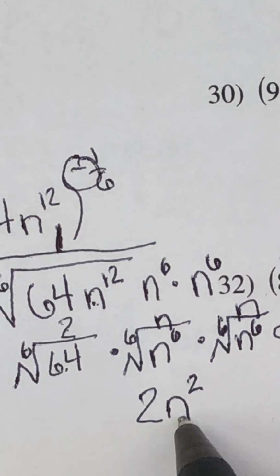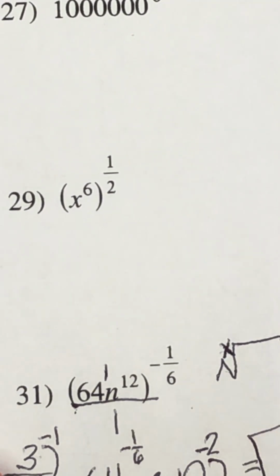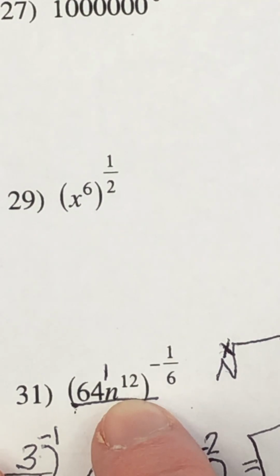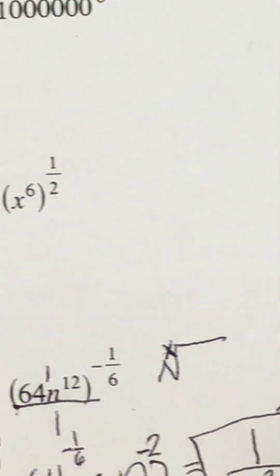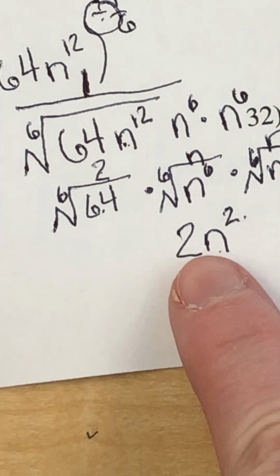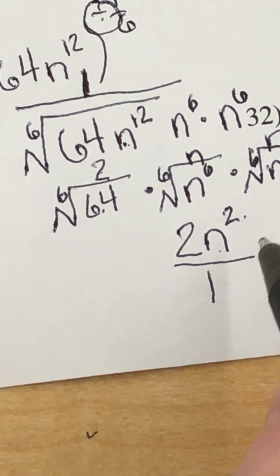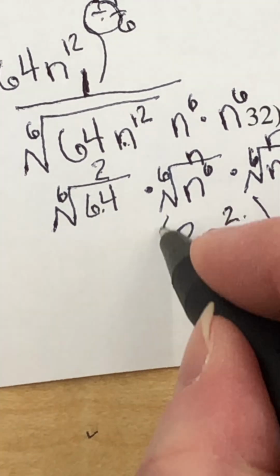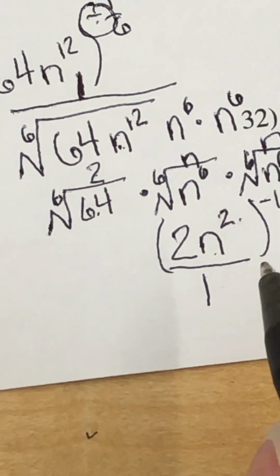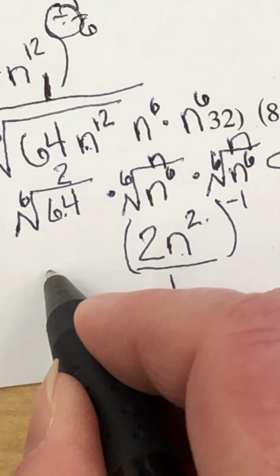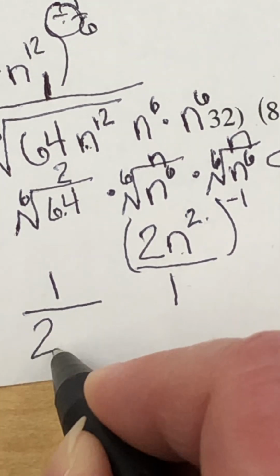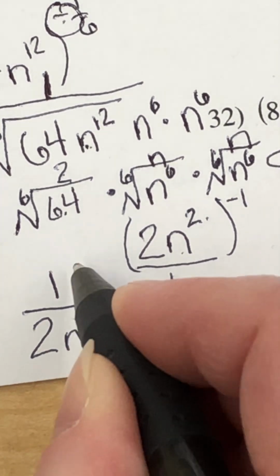So you have 2n squared, but remember you had the negative that says move me, and this original problem over here was not already in fraction format. This was not in a denominator already, so it means it's in the numerator. So it means move all of that answer to the denominator. So this would have negative 1 here. That means move everything that's inside the parentheses, so really your answer is 1 over 2n squared.